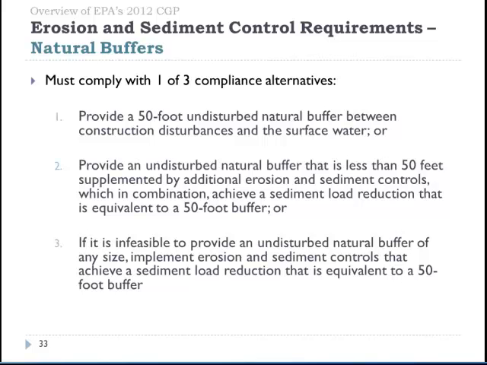And just to note, for the second and third compliance alternatives, the supplemental erosion and sediment controls are additional to the controls that you would normally implement in the permit, such as your perimeter controls. And I'll be providing an example in a couple of slides of how you would go about determining your equivalency.